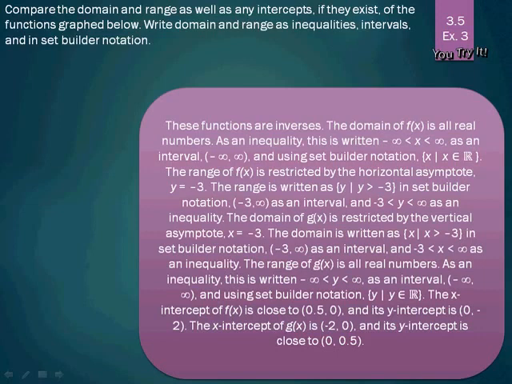The x-intercept of f(x) is close to 1/2, 0, and its y-intercept is 0, negative 2. The x-intercept of g of x is negative 2, 0, and its y-intercept is close to 0, 1/2.